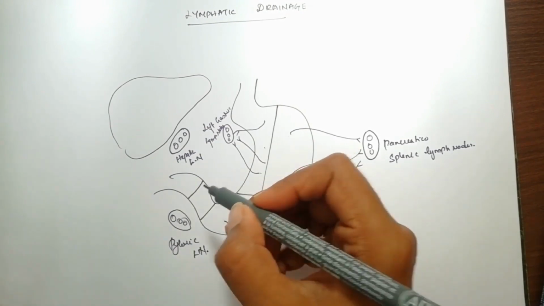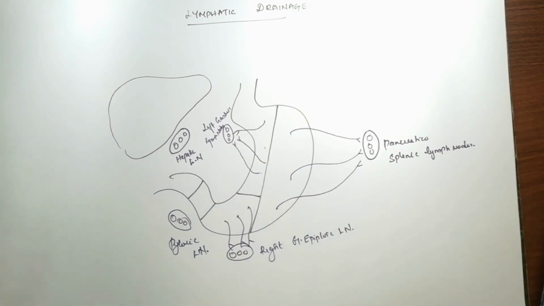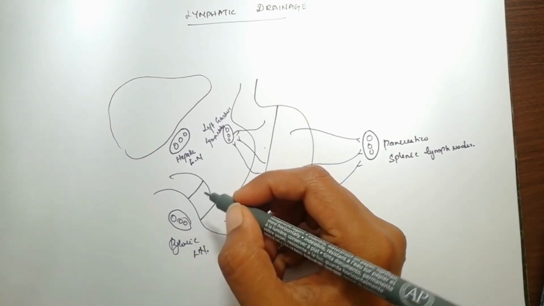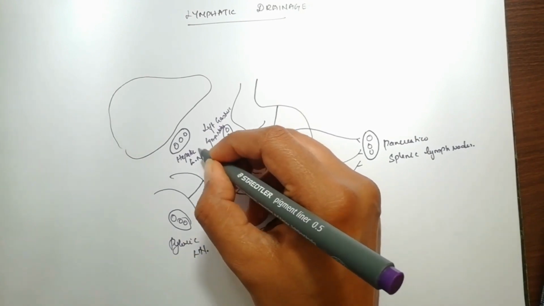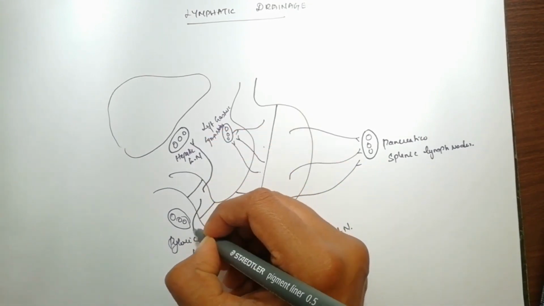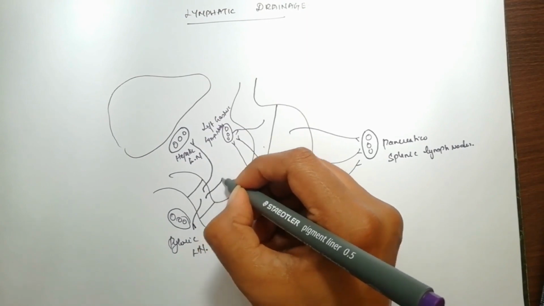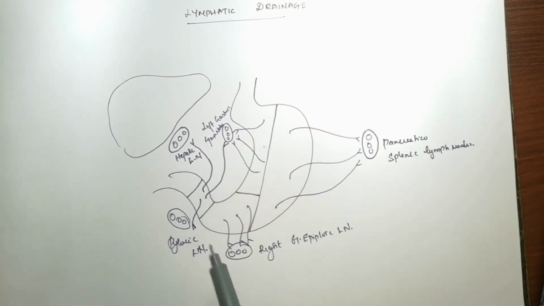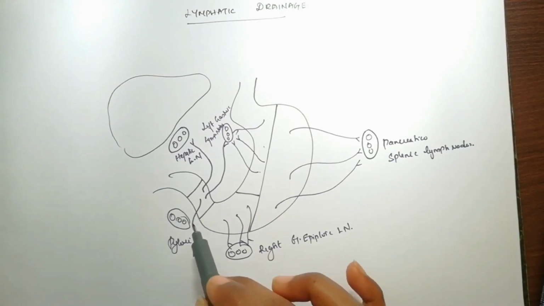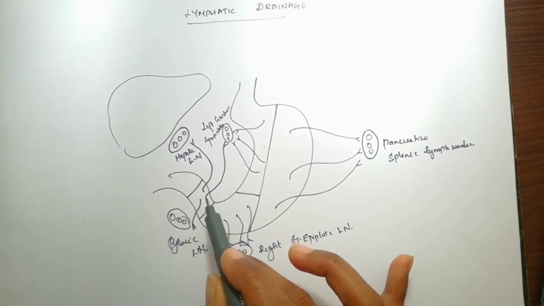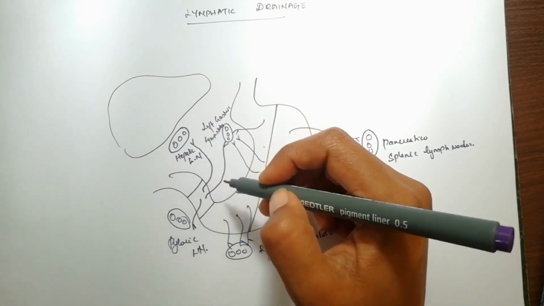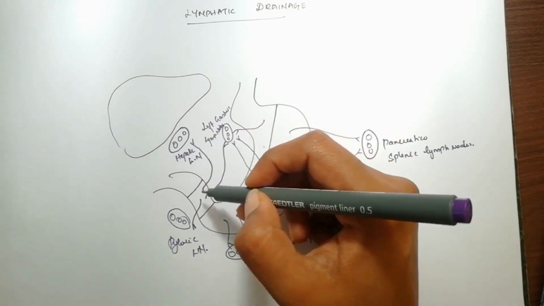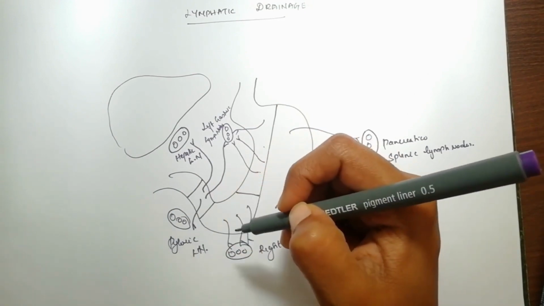And then we have got some lymph nodes going to the left gastric lymph nodes. That is, the pyloric part is getting drained into three places. One is to hepatic lymph nodes, another to pyloric lymph nodes, and then to left gastric lymph nodes. So three way of drainage is seen in the pyloric part.